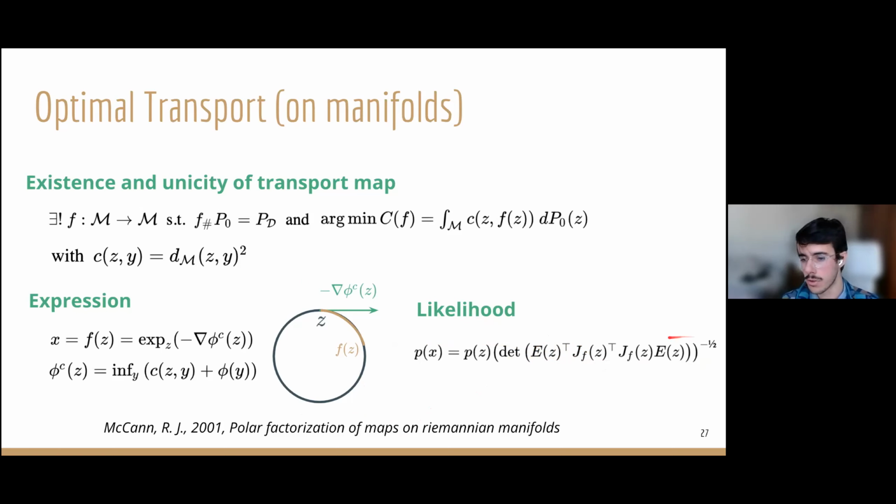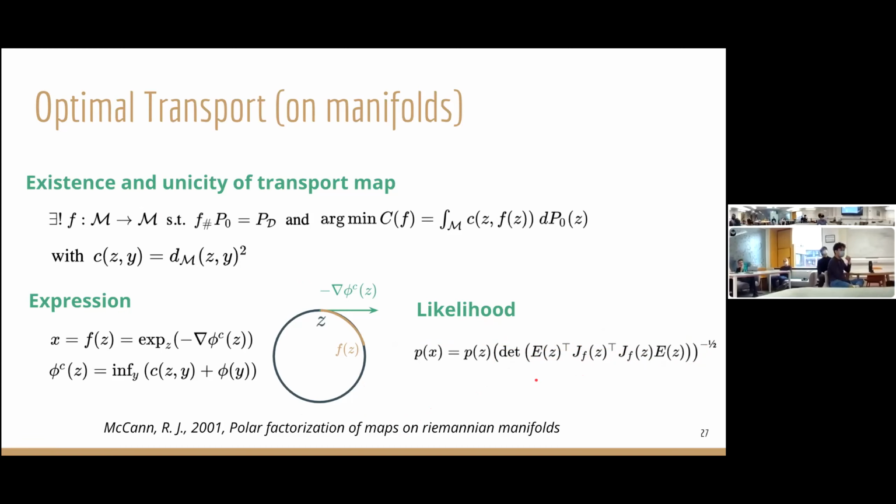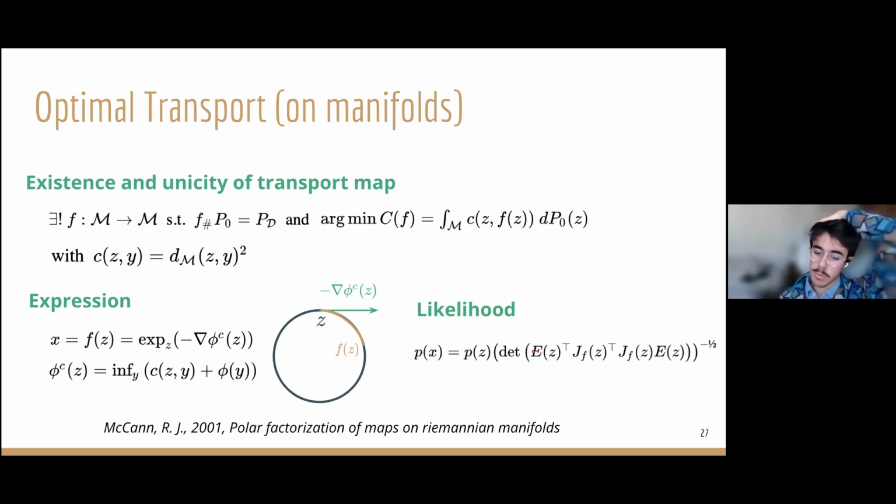And so that's your change of variable formula. Basically, if everything is Euclidean, then you just get the normal formula. Anyway, sorry, what? What is E? I didn't hear. E forms an orthonormal basis of vectors tangent to the manifold at Z. So it basically projects R2 vectors onto the tangent space at Z.